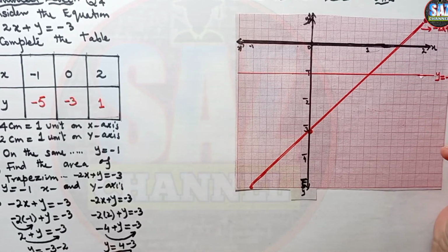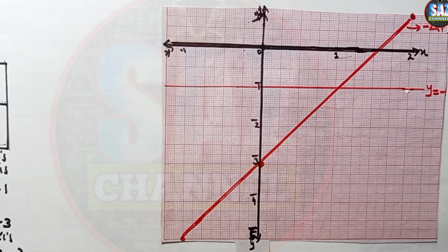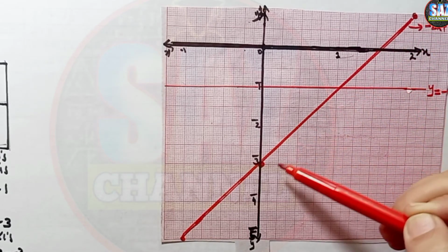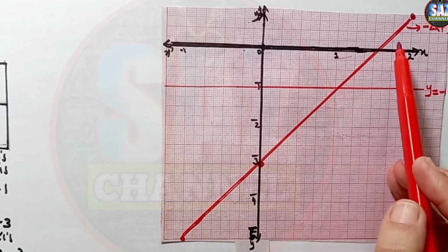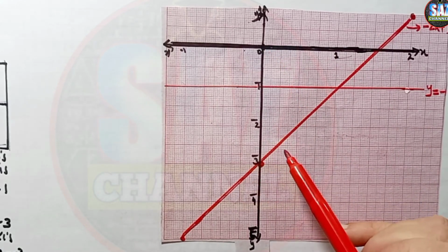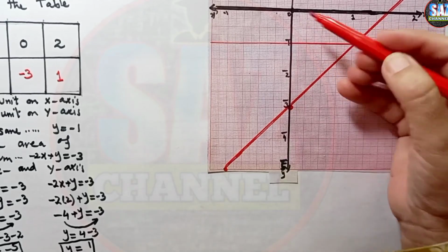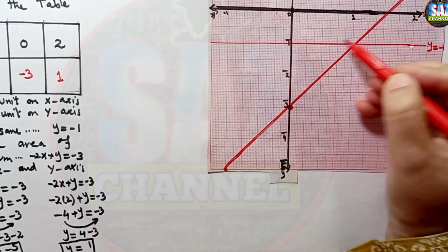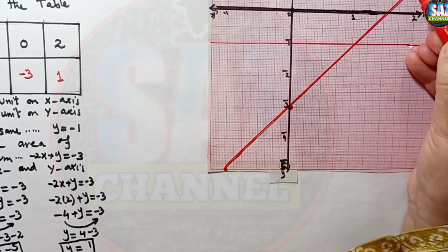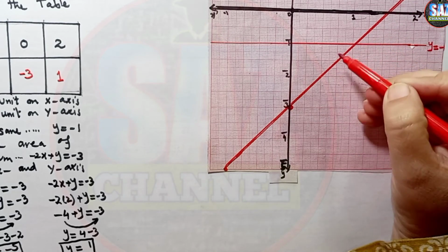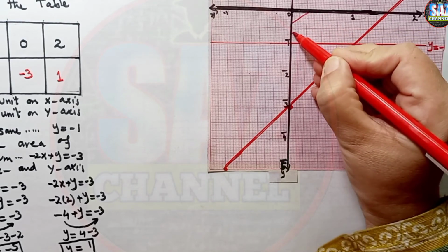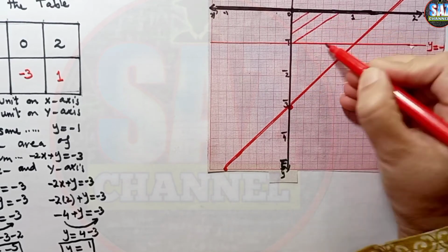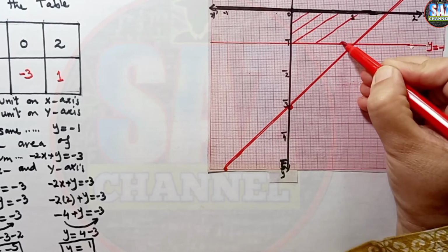And the next part says to find the area of the trapezium bounded by the line -2x plus y equals -3, y is equal to -1, the x-axis and the y-axis. We can see that this is the trapezium which is bounded by the line y is equal to -1, -2x plus y equals -3, the x-axis and the y-axis. Let me highlight the area, which is the trapezium.